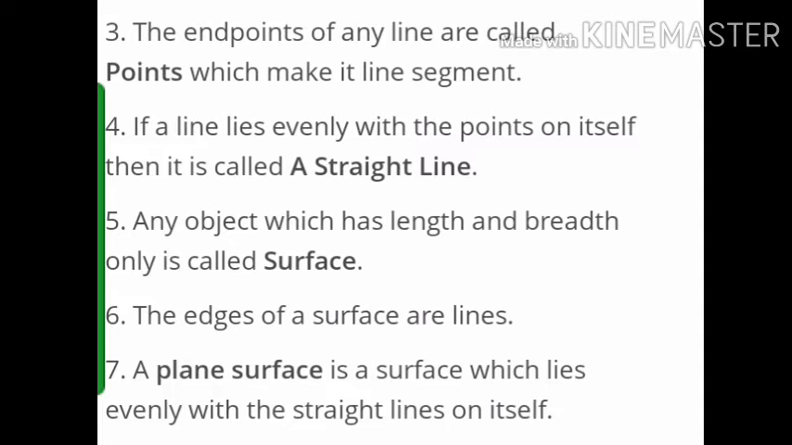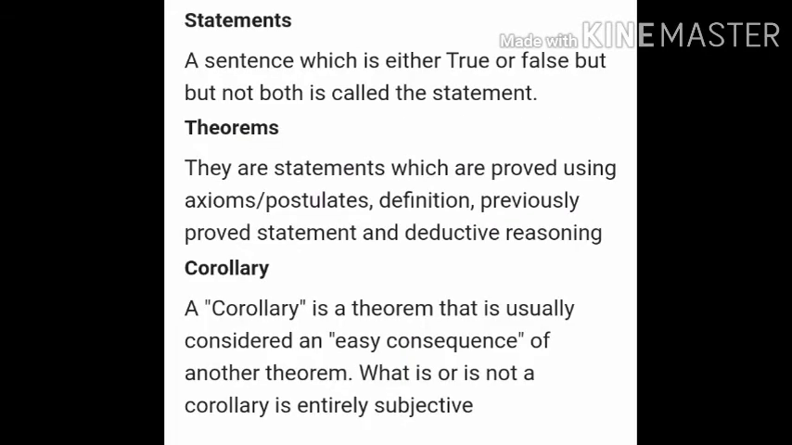Fourth, if a line lies evenly with the points on itself, then it is called a straight line. Fifth, any object which has length and breadth only is called a surface. Sixth, the edges of a surface are lines. Seventh, a plane surface is a surface which lies evenly with the straight lines on itself. Some more definitions in Euclid's geometry.